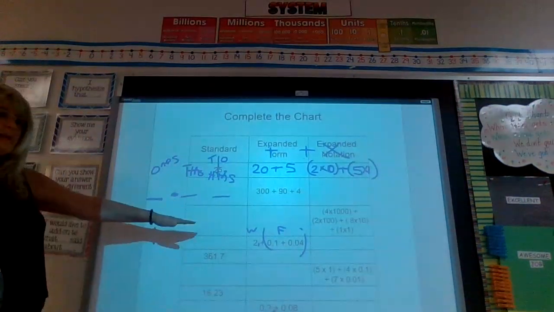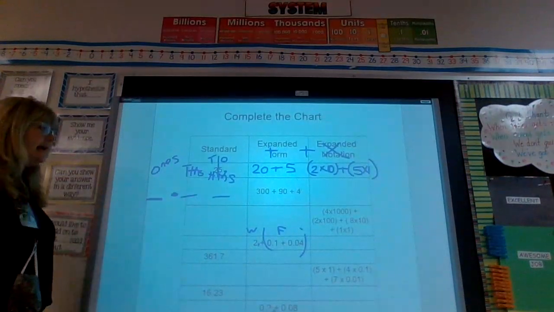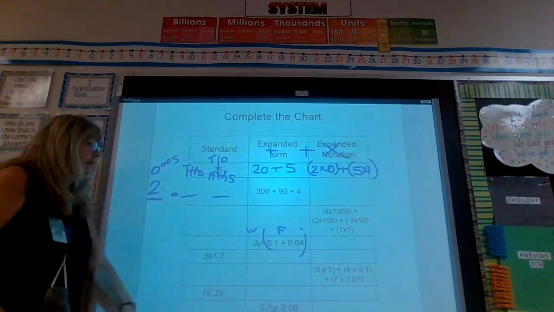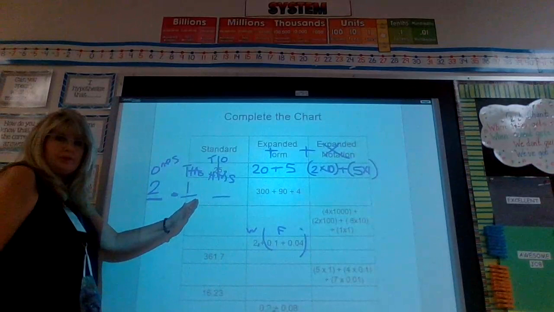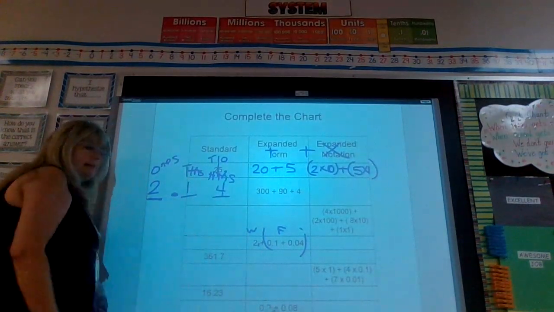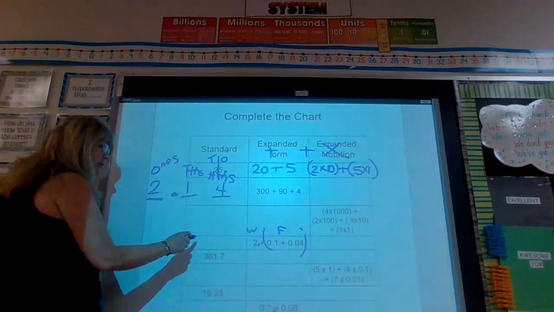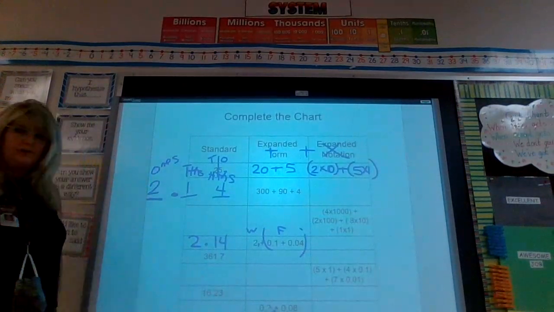I can do this. I can put just slashes to make my places, and I can say, okay, that 2 sits in the ones place. That 1/10 sits one place to the right of the decimal point. That 4 sits 2 places over because it drops into the hundredths. Look, I have my number in standard form. So it's 2 and 14 hundredths.